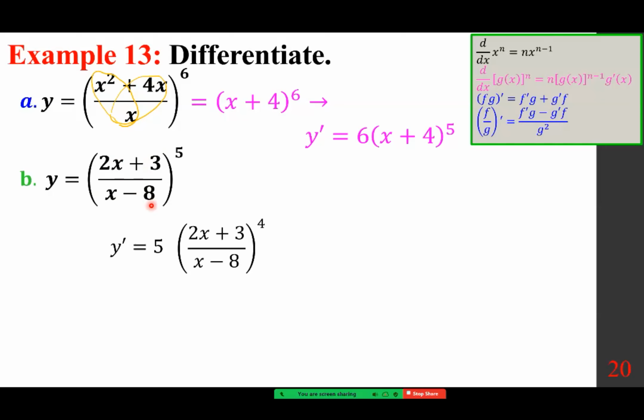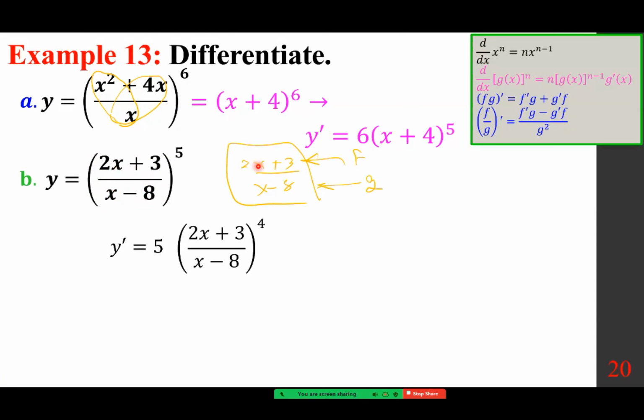So I need the derivative of this piece. And that requires the quotient rule. So if I am looking at the numerator as f, let me just write it here because I don't want any problem. So 2x plus 3 over x minus 8. I need to differentiate this, where the top I'm going to call f, the bottom I'm going to call g.